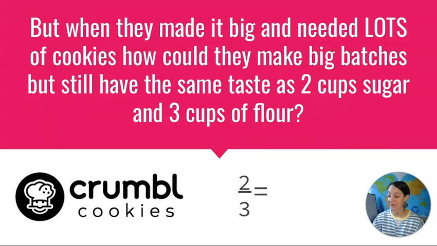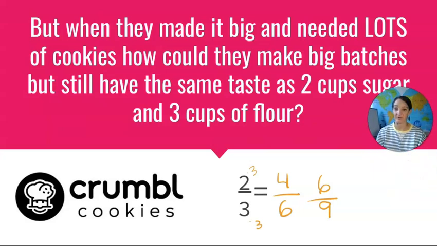They could just double the recipe and get 4 to 6. They could triple the recipe and get 2 times 3 is 6, 3 times 3 is 9, right? But what about when they got really, really popular? Could they maybe need to multiply it by 100, to get 100 times more cookies? What would that be? That would be 200 to 300.